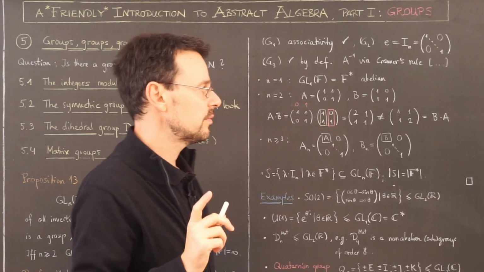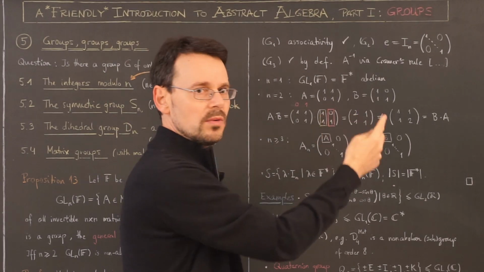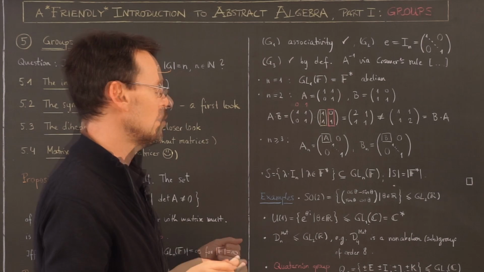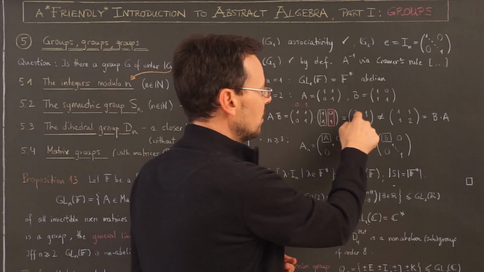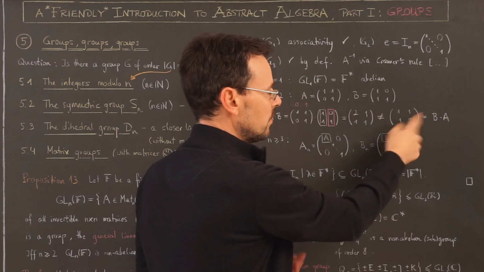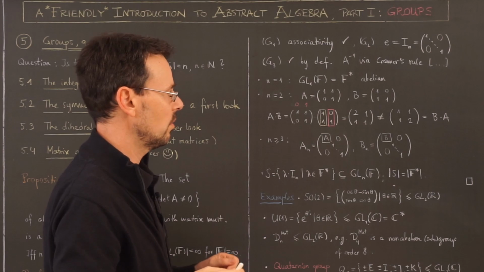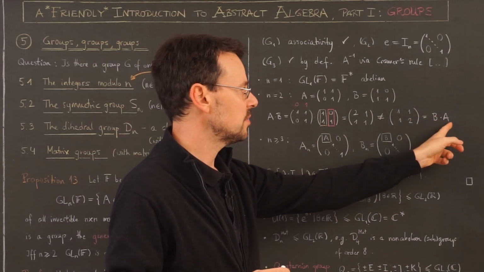Now, if the characteristic of the field is 2, then this here is 0. 2 is the same as 0, as crazy as this may sound. But there are fields with characteristic 2, but still this matrix is different from this matrix, independent of whether 2 is 0 or not.